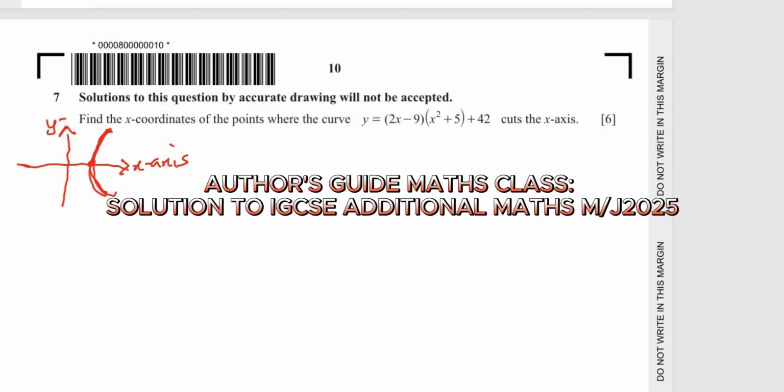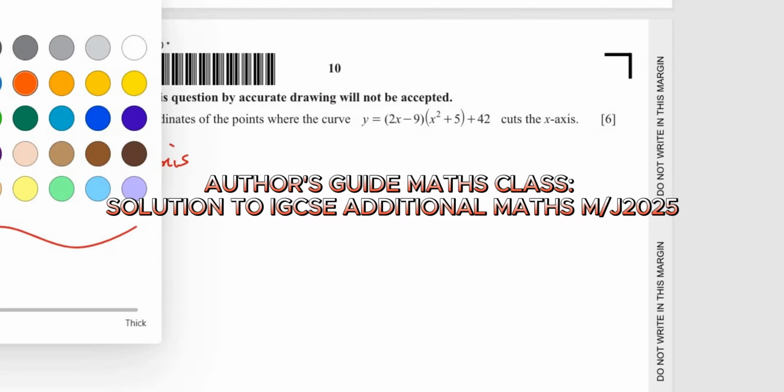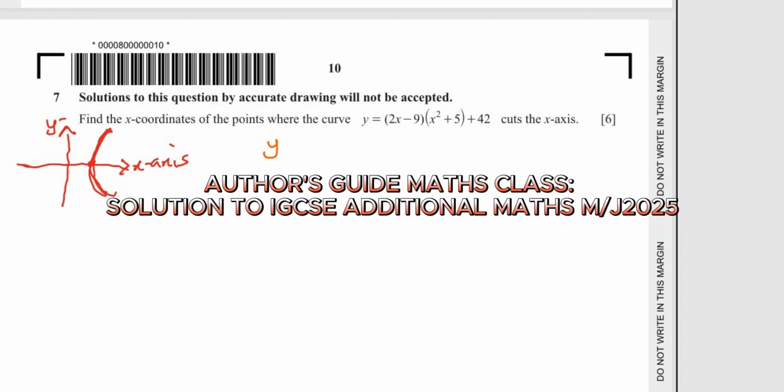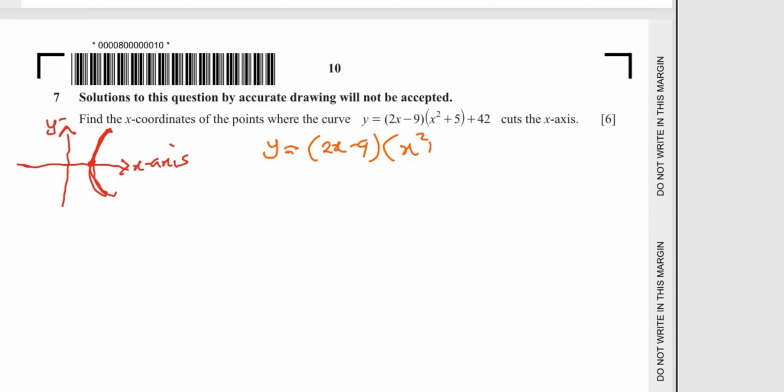Since we're given that y is equal to 2x minus 9 into bracket of x squared plus 5 plus 2, and we said the point where the function cuts the x-axis will be the point where y is equal to 0. So y will equal 0. In that case, I will have to open this bracket to see what my actual equation is.